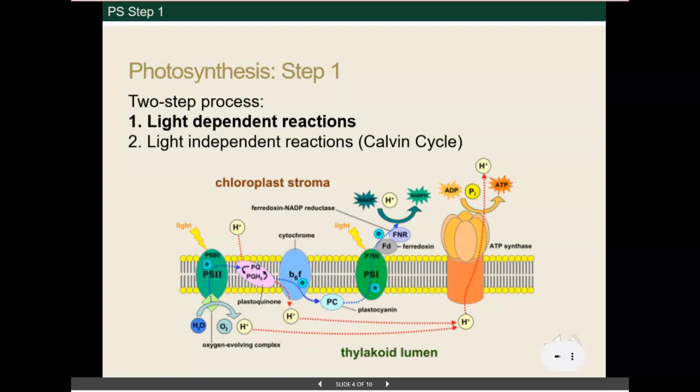In the light-independent reactions, also called the dark reaction or Calvin cycle, the enzyme rubisco captures carbon dioxide from the atmosphere and then uses the newly formed NADPH and releases 3 carbon sugars, which are later combined to form sucrose and starch.